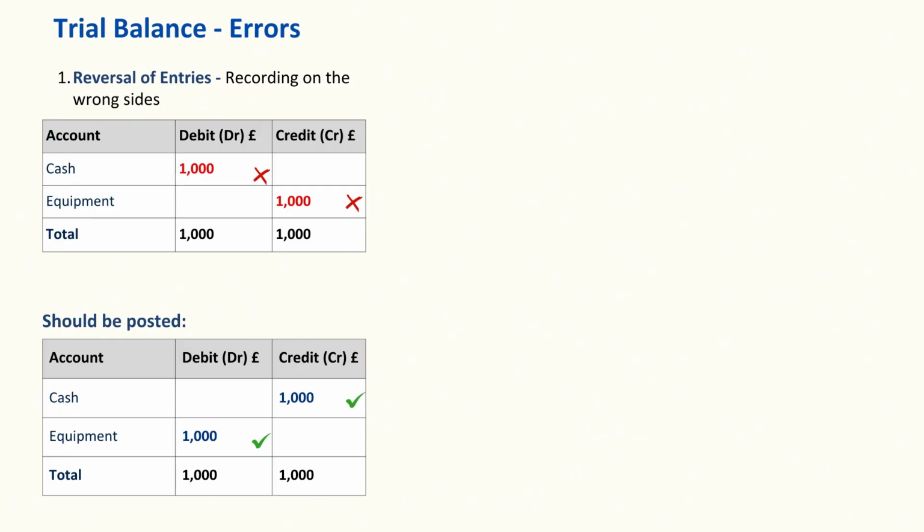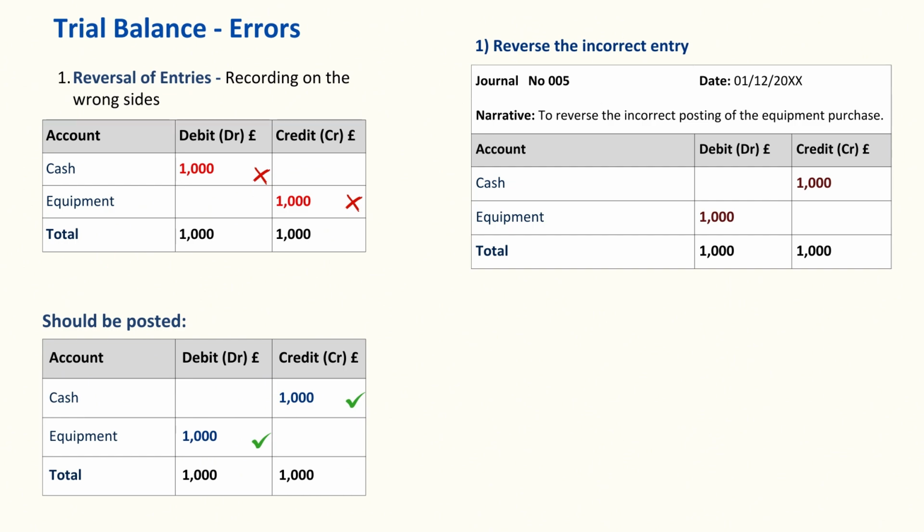Why this matters? The trial balance still balances, which makes the error harder to detect. However, the financial statements are wrong because the accounts show the wrong direction of movement. We have to correct a reversal of entries error. The correction has two stages.